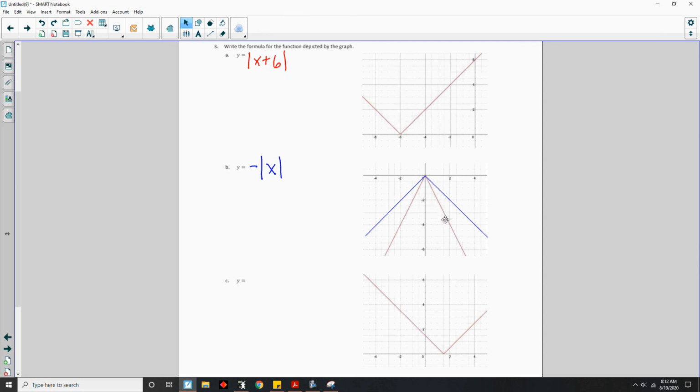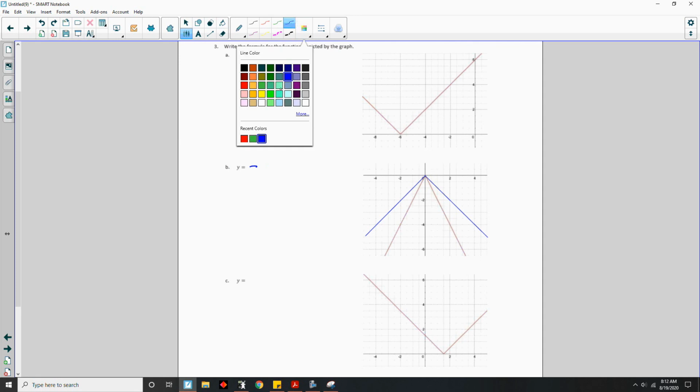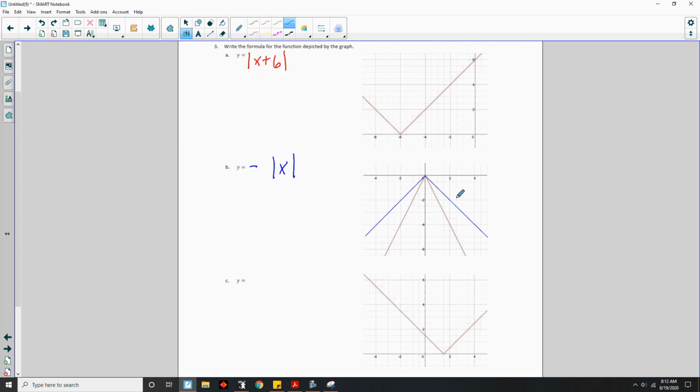It's narrower, so that's a multiple greater than 1. So there's got to be a number in here. So let me just move this. I got to leave a space. And so it's the absolute value of x, but we have a scale multiple in here.